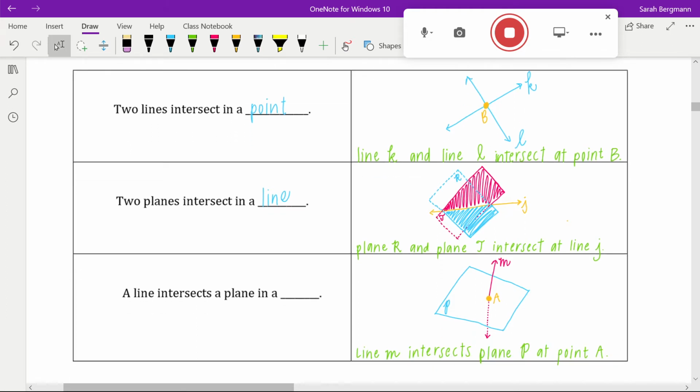Lastly, a line intersects a plane in a point. So for example, line M is intersecting plane P, the blue plane, at point A. You could think of this as if you had a piece of paper and you stabbed your pencil through it. The paper represents the plane, your pencil represents a line. Obviously it would create one hole. The hole represents the point where your pencil is intersecting your paper.